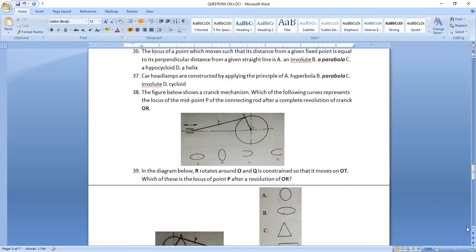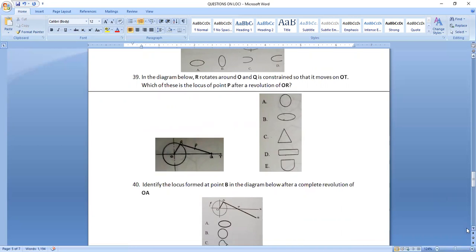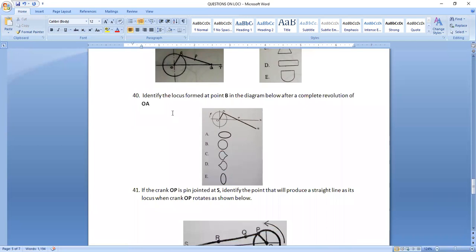So that curve will give us the locus of point P. And question 39, in the diagram below, OR rotates around O and Q is constrained so that it moves on OT. Which of these is the locus of point P after a revolution of OR? So the answer is option B, just like what we just answered above in question 38. Then question 40, identify the locus formed at point B in the diagram below after a complete revolution of OA. So the answer is A.